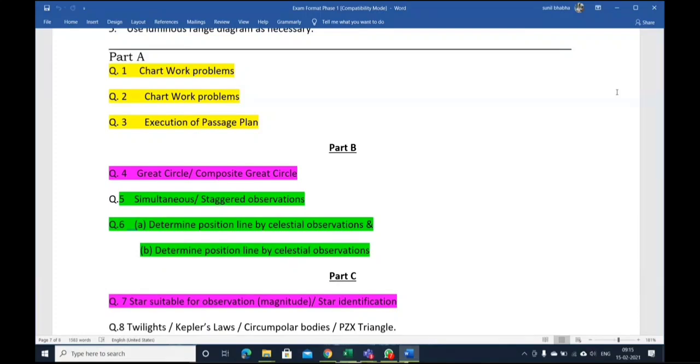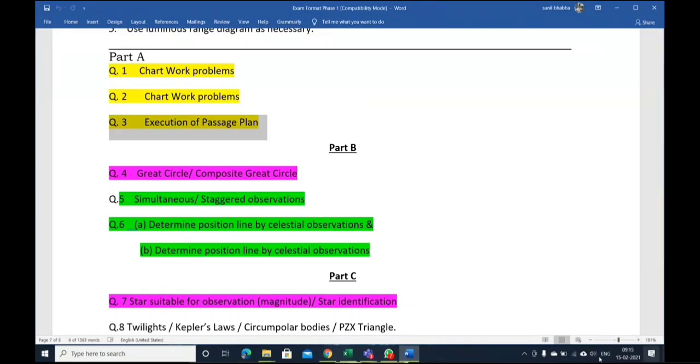You have done navigation in your second mates also, but the difference between navigation in second mates and in phase 1 is, in second mates you had separate papers for chart work and celestial navigation. Here, chart work and celestial navigation are both covered in the same paper. Part A is chart work related. Questions 1 and 2 are on chart work problems, and question 3 is on execution of the passage plan. All these 3 will be related to the chart which is provided to you.